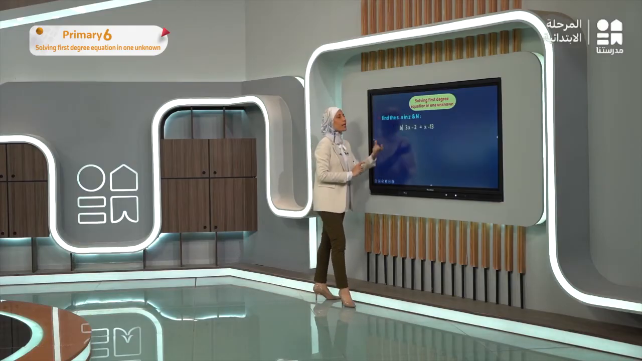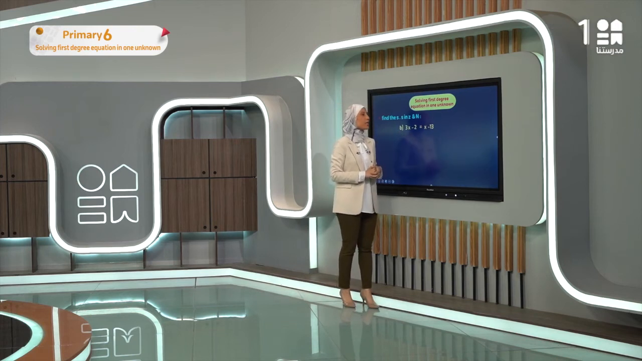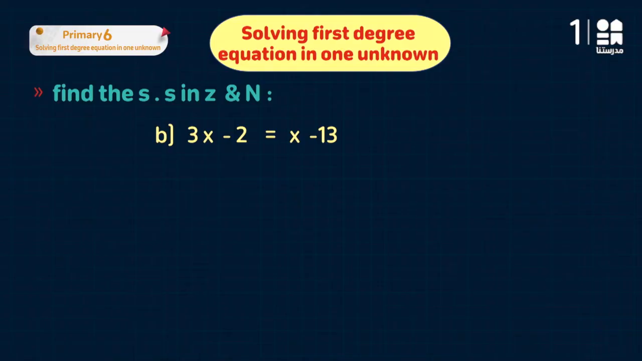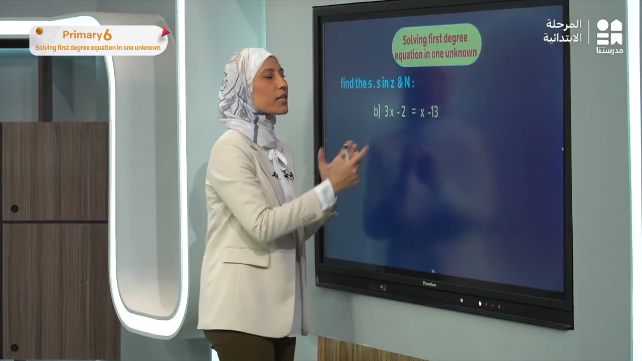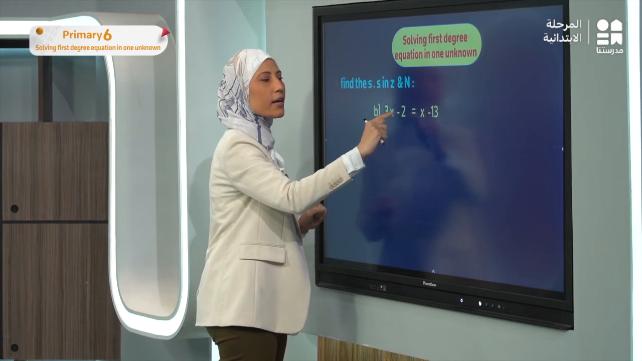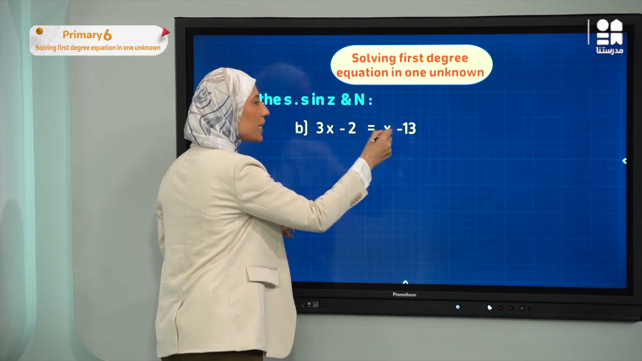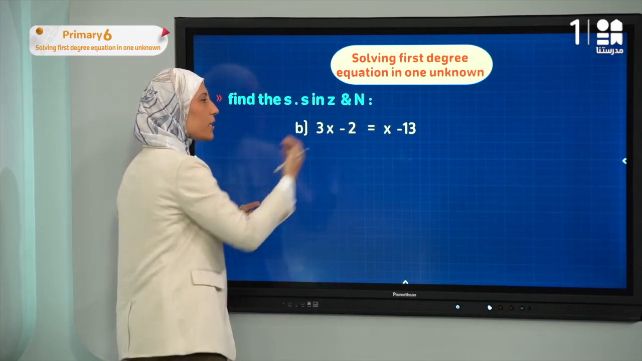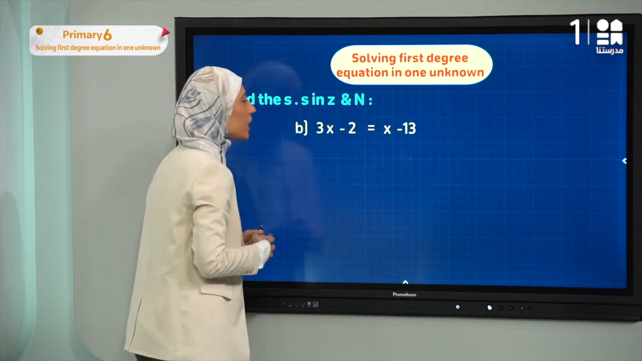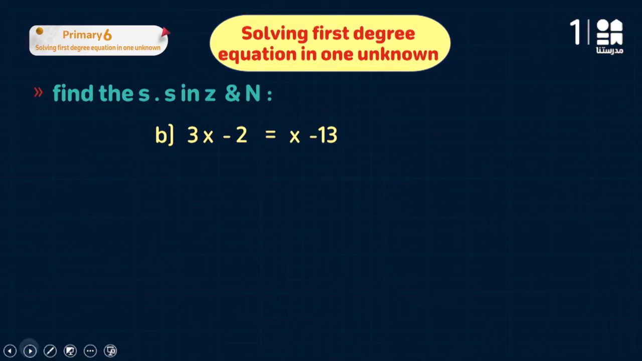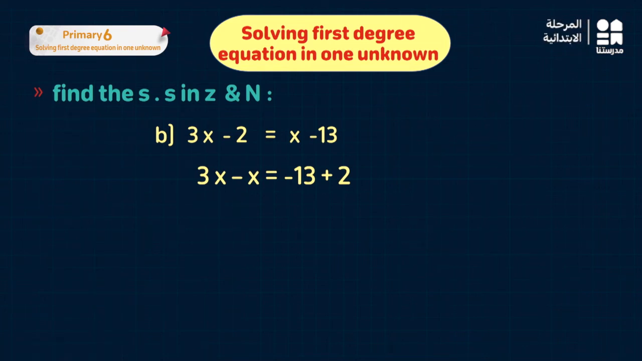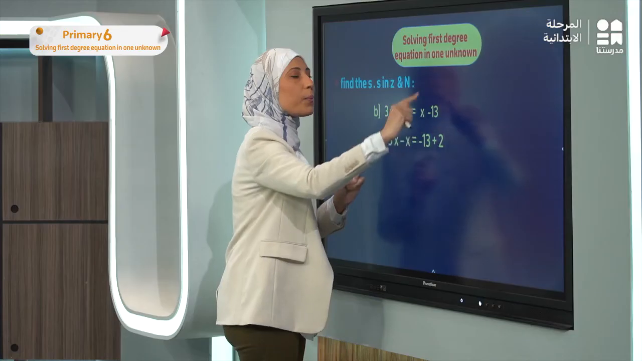I have here 3x minus 2 equal x minus 13. First of all, as we did in the first exercise, I want to make the x's on one side with the numbers on the other side to find the value of x. So what I am supposed to do? Here I have 3x minus 2 equal x minus 13. I will move this positive x to the first side with the opposite sign. So it will be 3x minus x. With the 2, I will move it to the first side after 13. It will be negative 13 plus 2.